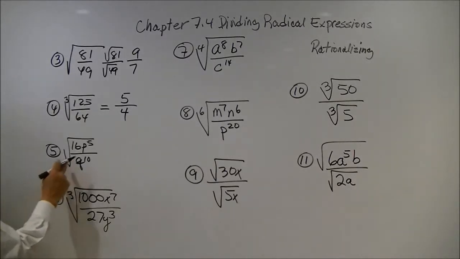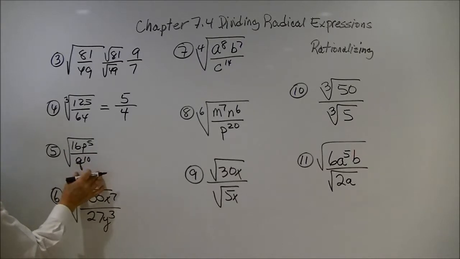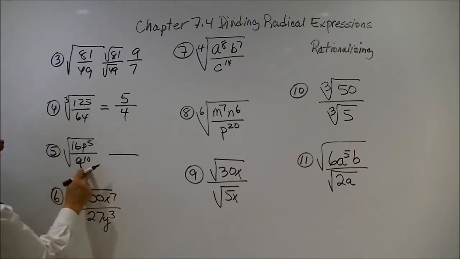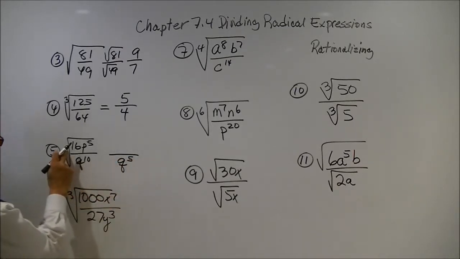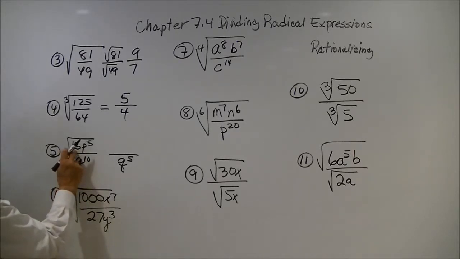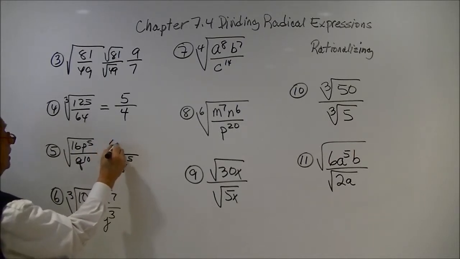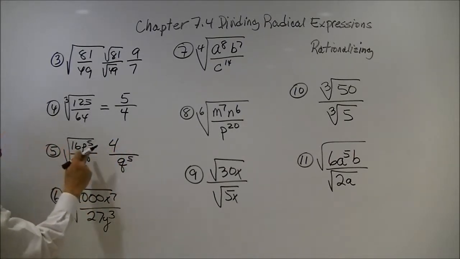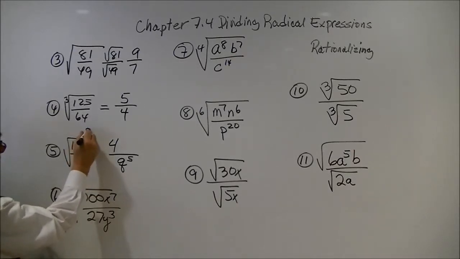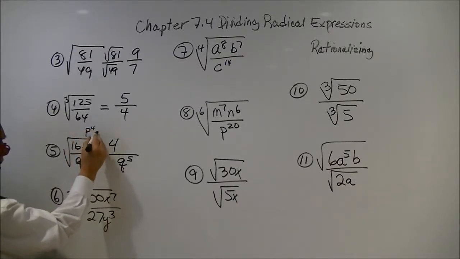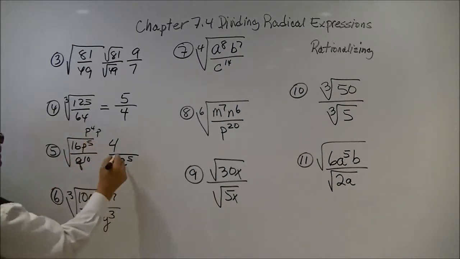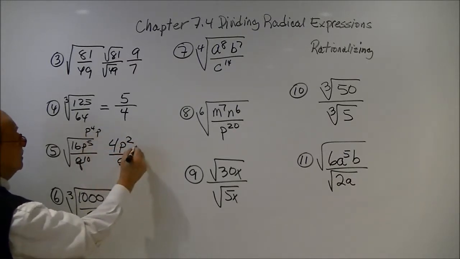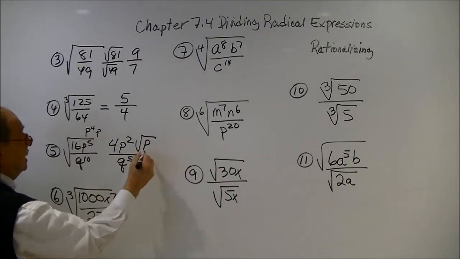Now for number 5, you have the square root of this. Now we know our bottom is a perfect square. That's going to be q to the 5th. You're just taking this index number and dividing it into the exponent. We know this is a perfect square, and that'll be 4. And then mentally, we're going to divide this p to the 5th into a perfect square, and then a p left over. So the square root of p to the 4th is p to the 2nd, and then you're left with the square root of p.